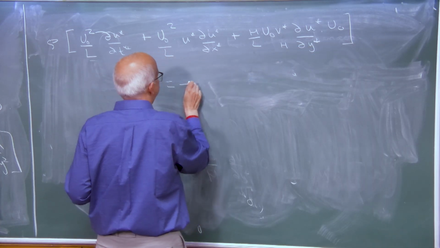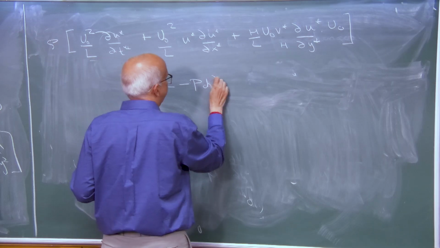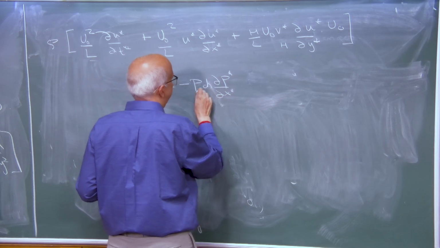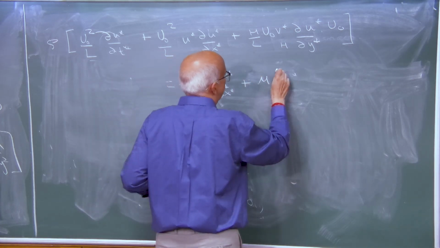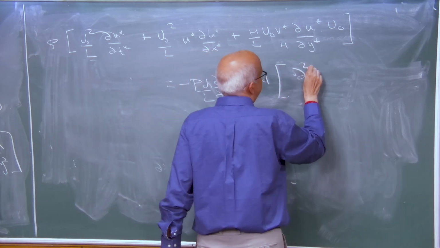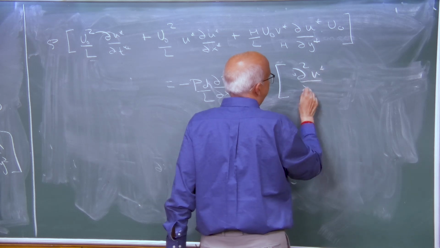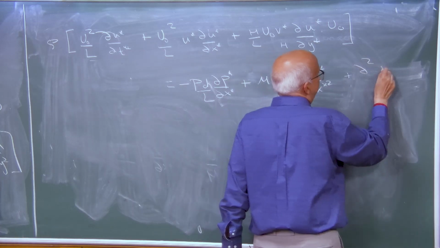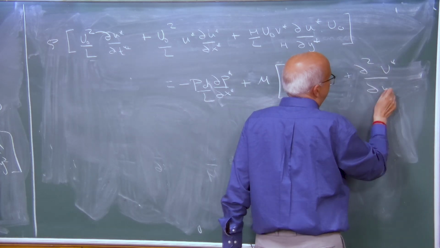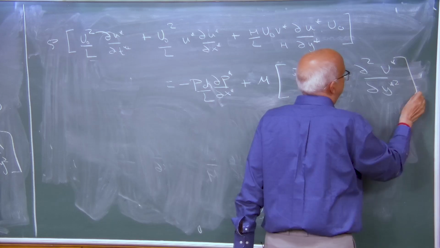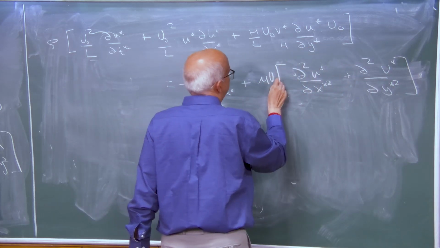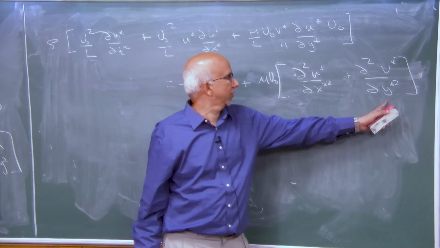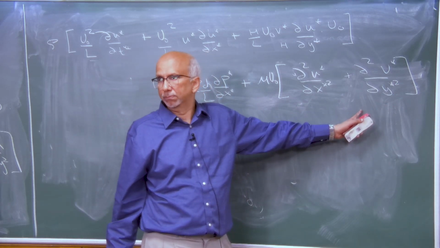This is equal to minus P characteristic dP star by dx star by L, plus mu times d square u star by dx star squared plus d square u star by dy star squared. This will give me a u naught here, this will give me an L square at the bottom, and this will give me an h square at the bottom.